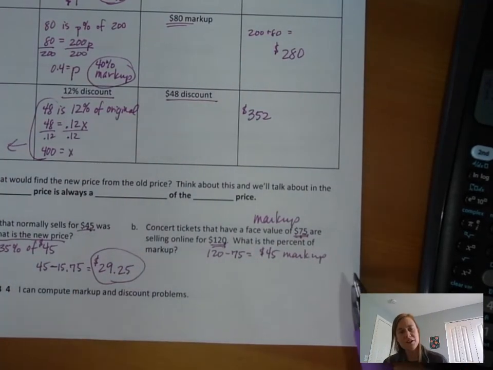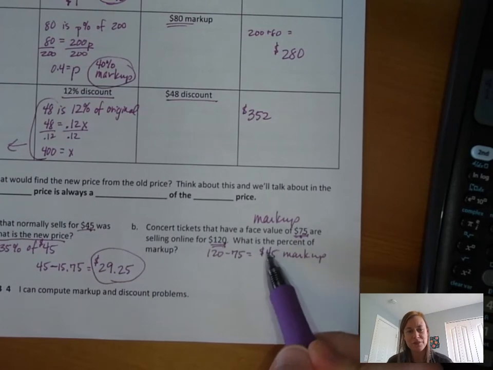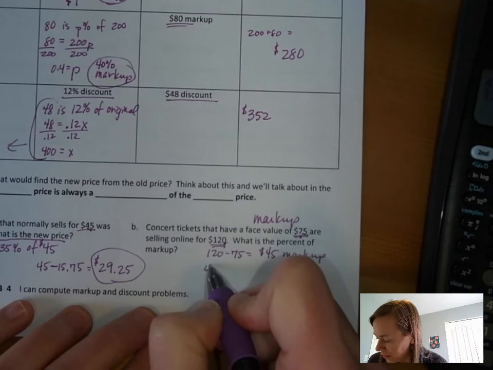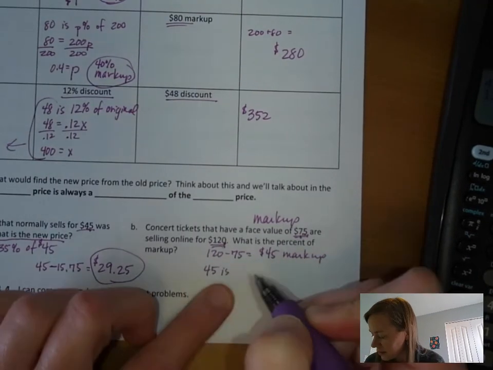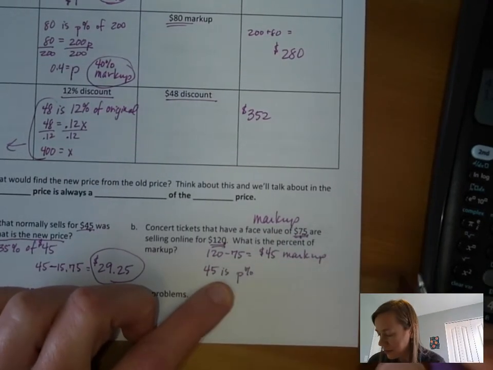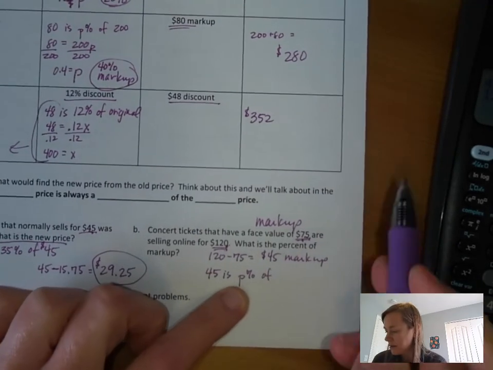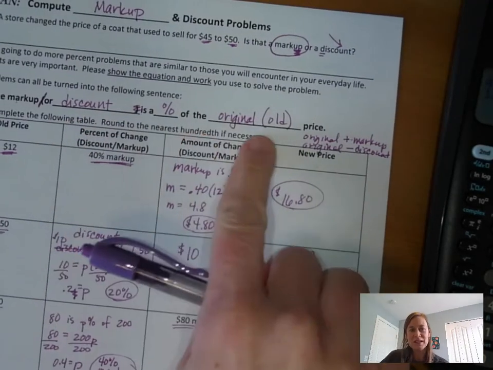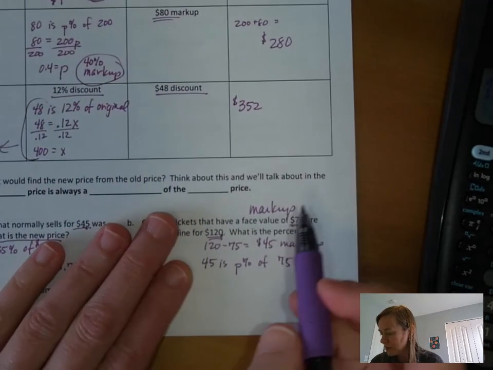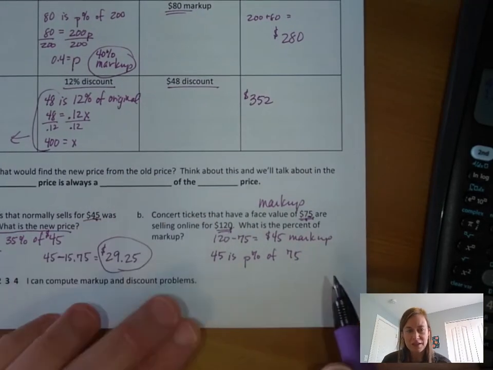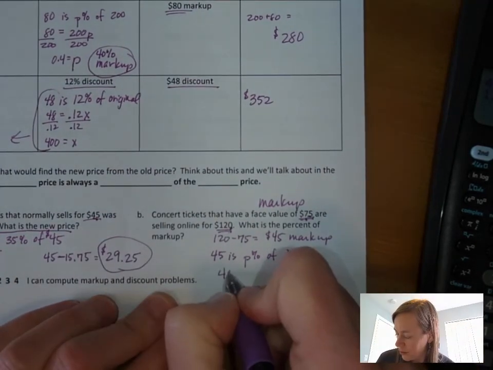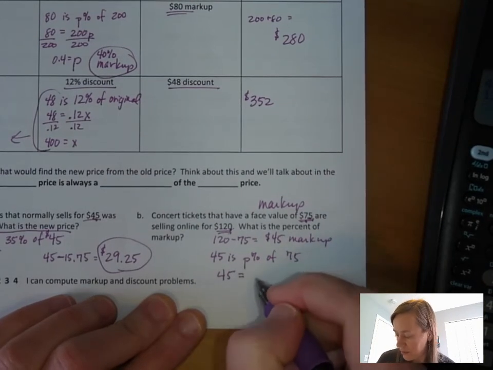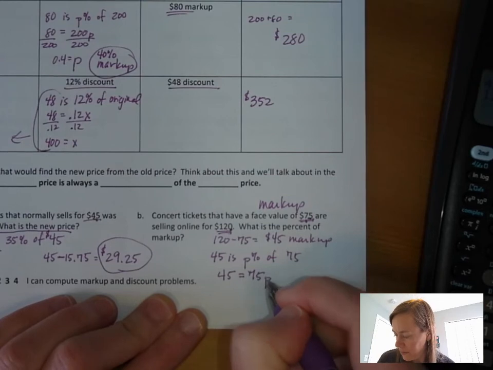So now we just need to figure out what percentage of 75 is 45. In other words, the $45 markup is what percent, I'm going to say P%, of the original price, which was 75. So we're still using that original sentence that we've been using every time. So 45 is what percent of 75? So let's write it in an equation form. 45 equals P times 75, which I'm going to write as 75p.